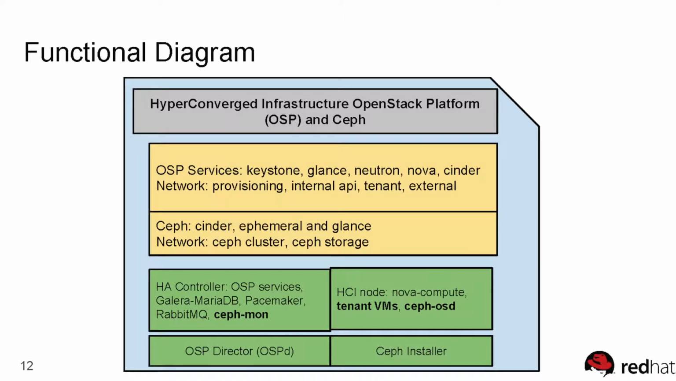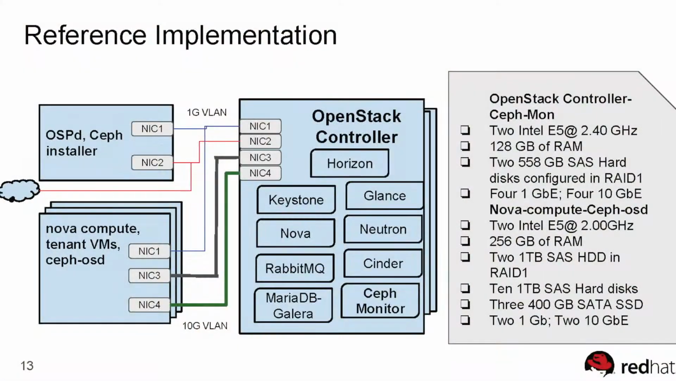Then finally, we have something called the OSP Director. I'm assuming many of you know about it, but for those of you who don't, it's a deployment tool for Red Hat OpenStack, and it's based on upstream TripleO. And then you have a Ceph installer, which is an Ansible-based installer. In hyperconverged, you basically run these two things on the same node. So that's essentially the functional diagram.